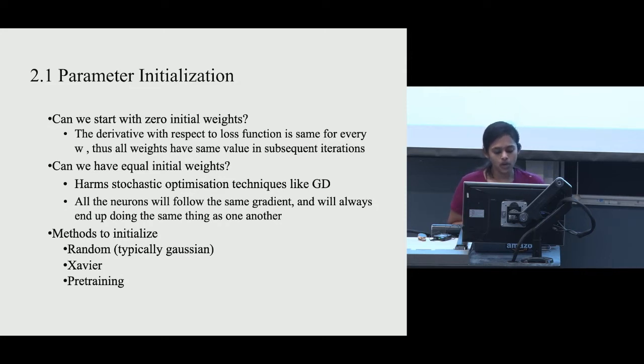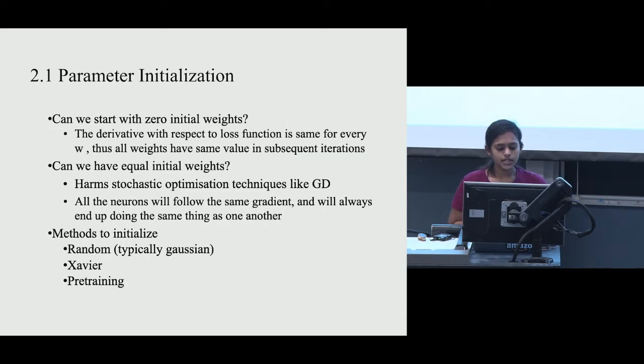And what if we had all equal initial weights? Then it's very harmful for a stochastic optimization technique like gradient descent, where we have to search through a huge search space. In this case, all neurons will follow the same gradient and will end up doing the same thing. But that is not what we want to do in neural networks. We want to make sure that each neuron is looking at a different part of the data and capturing differential information, which is useful for the task that we're performing.